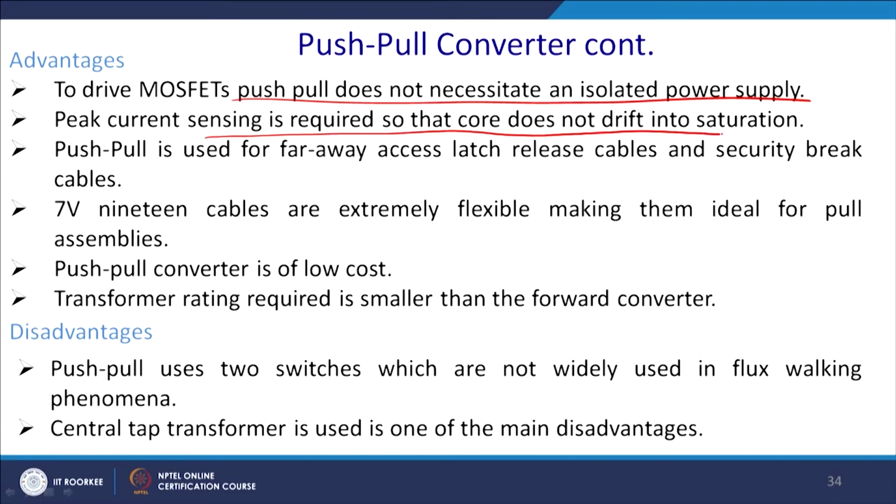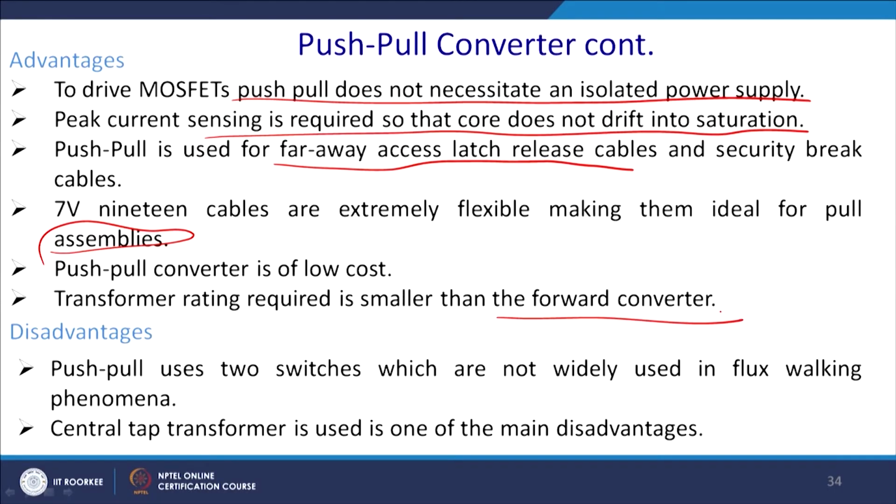Peak current sensing is required so that the core does not drift into saturation. Push pull is used for far away access latch, release cables and security back cables. 7 volt 19 cables are extremely flexible and make them ideal for assembling this push pull converter. The push pull converter is low cost. Though it uses multiple switches, the rating of the switches is quite low, and it can take more power than the forward and the flyback converter.